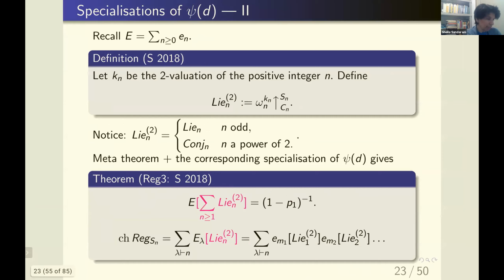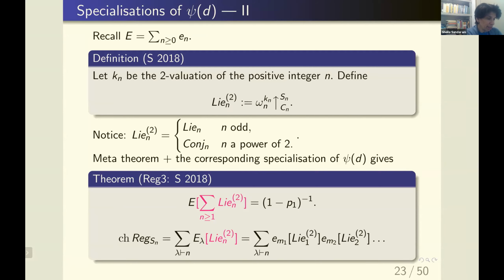Okay, so I want to do something different. In the previous slide, I specialized psi to be the Möbius function. Now I want to do something a little bit different. I want to define Kn to be the two-valuation of n. So what is this? This is the highest power of 2 that divides n.